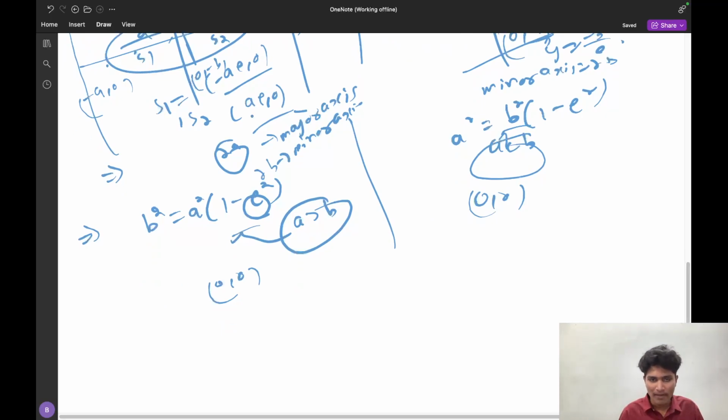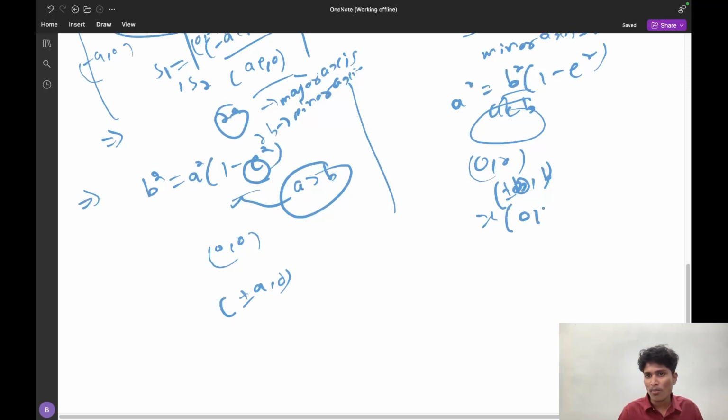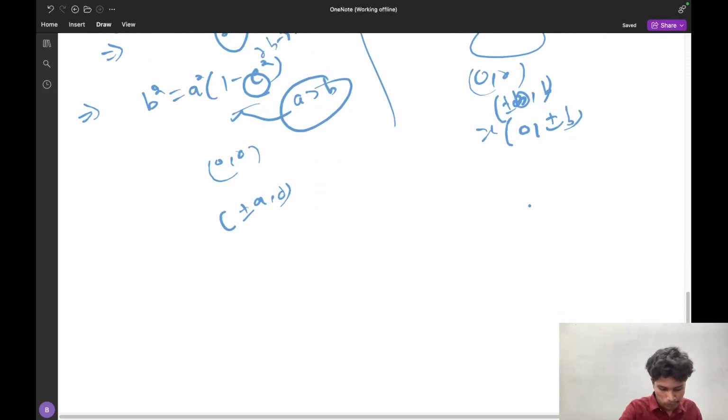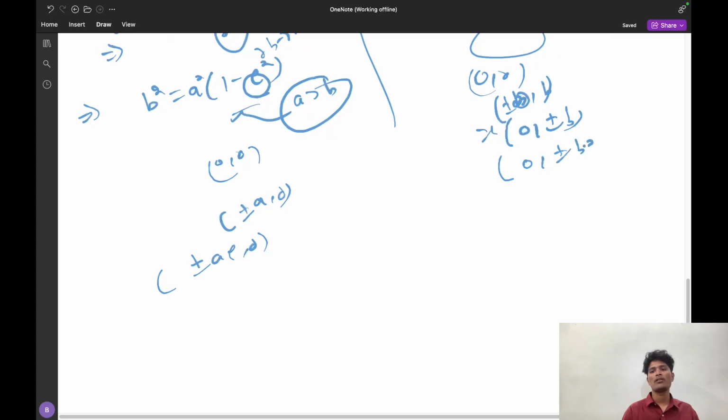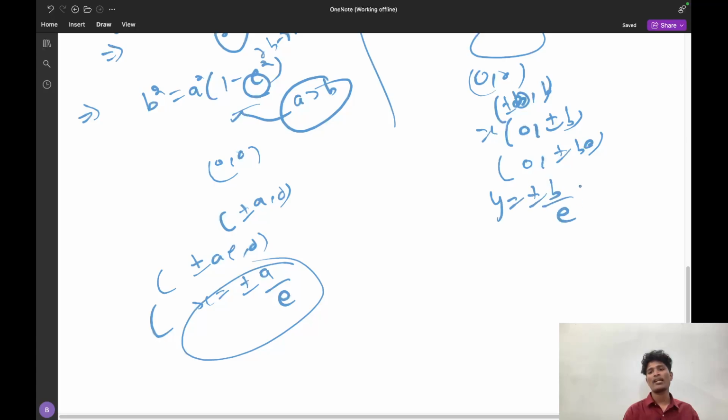Next, what are the vertices? The vertices are plus or minus a comma 0, and here the vertices are 0 comma plus or minus b. I already explained the foci: plus or minus c comma 0, and here the foci will be 0 comma plus or minus c. And what are the directrix equations? x equal to plus or minus a by e, and here y is equal to plus or minus b by e is the directrix equation.